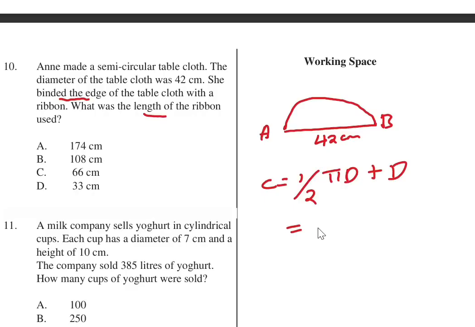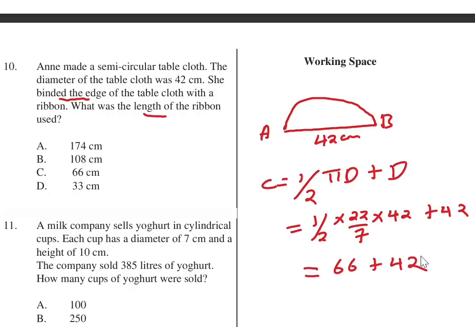So it will be a half times pi tutumie gani? 22/7 times diameter is 42 plus diameter is 42. Pick your calculator, let us work together. So a half times 22/7 times 42 utapata ni 66. So ya kwanza ni 66 plus ya pili ni 42. So 66 plus 42, we'll see the answer is 108. So it is 108 centimeter. That is the length of this ribbon. So for number 10, the answer is B.